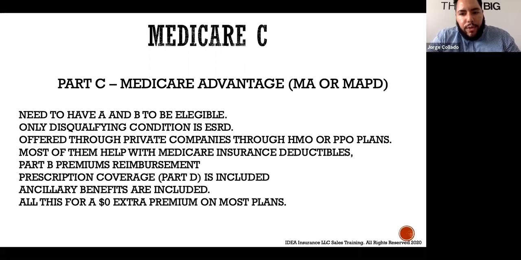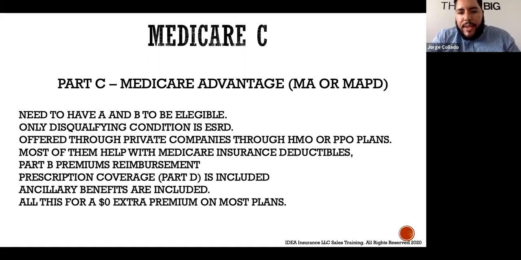You need to have both. You cannot have one or the other. You need to have both. If you don't have both, you will not be eligible to join a Medicare Advantage plan. The only disqualifying condition that they'll look at is ESRD, which stands for end-stage renal disease.